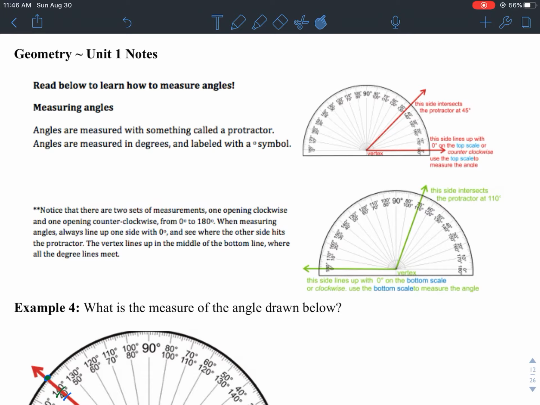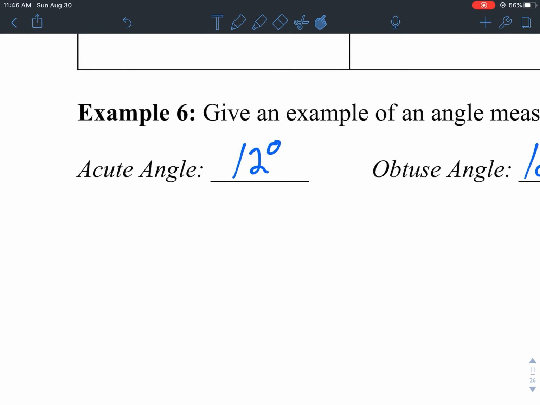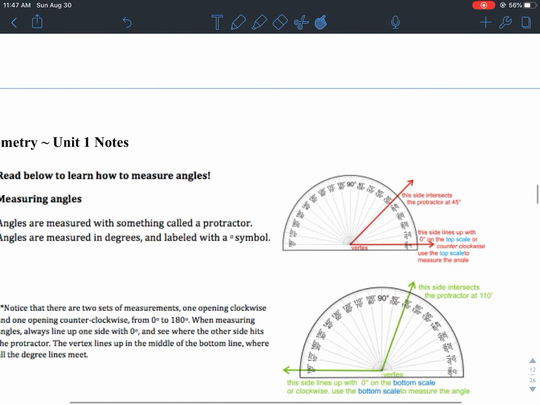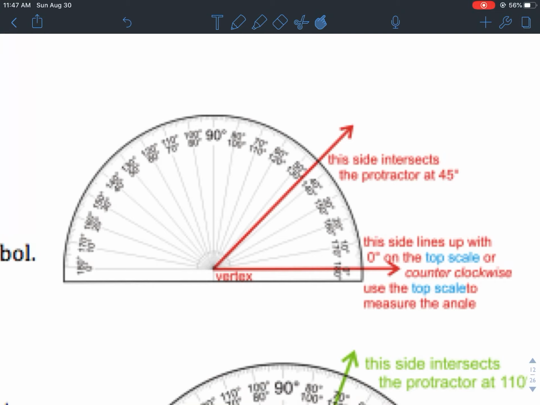So if you take a look at the prior video, over here we give an example of an acute angle, 12, and we put the degree symbol, which is a little circle on the top right-hand corner. All right, so when we measure angles, there's several ways of doing it, but we're going to talk about the typical way of doing it.